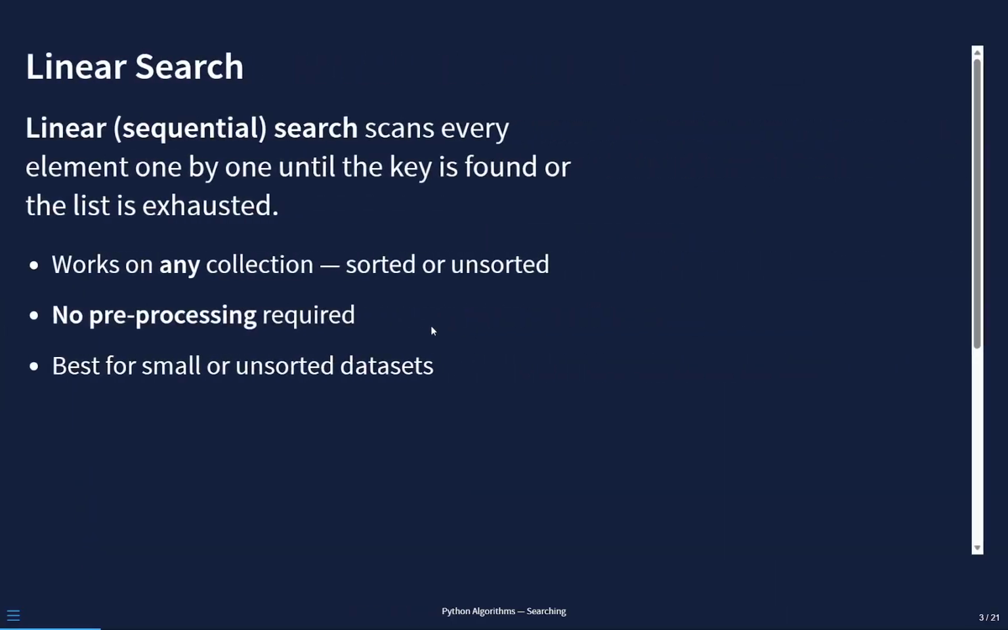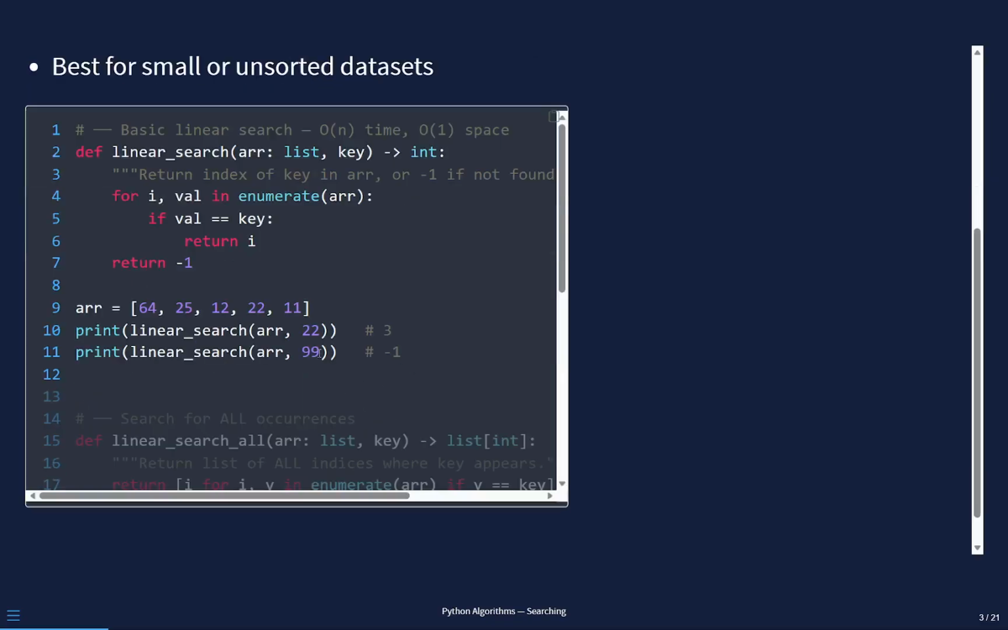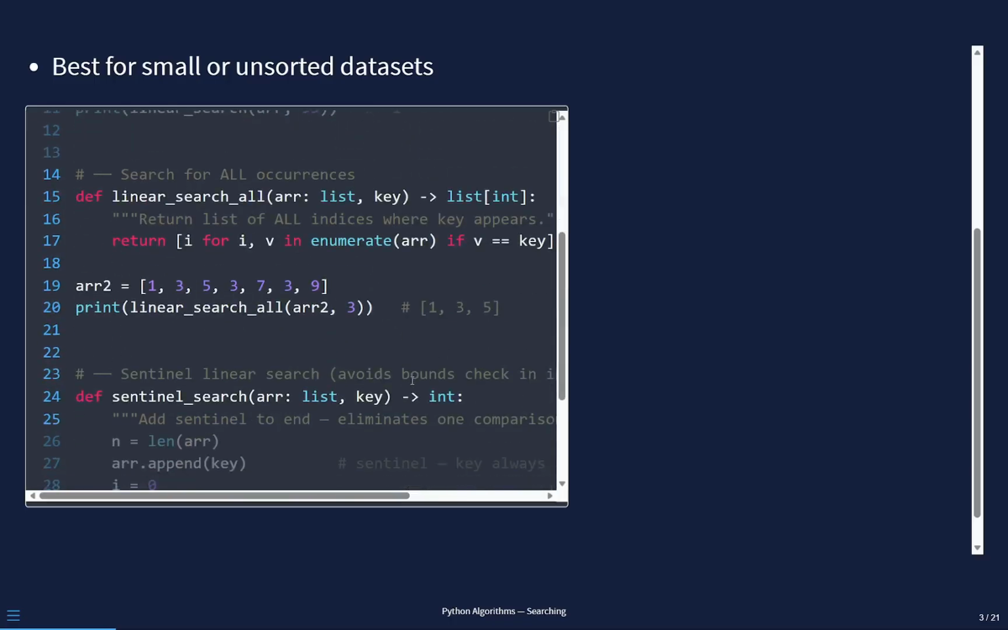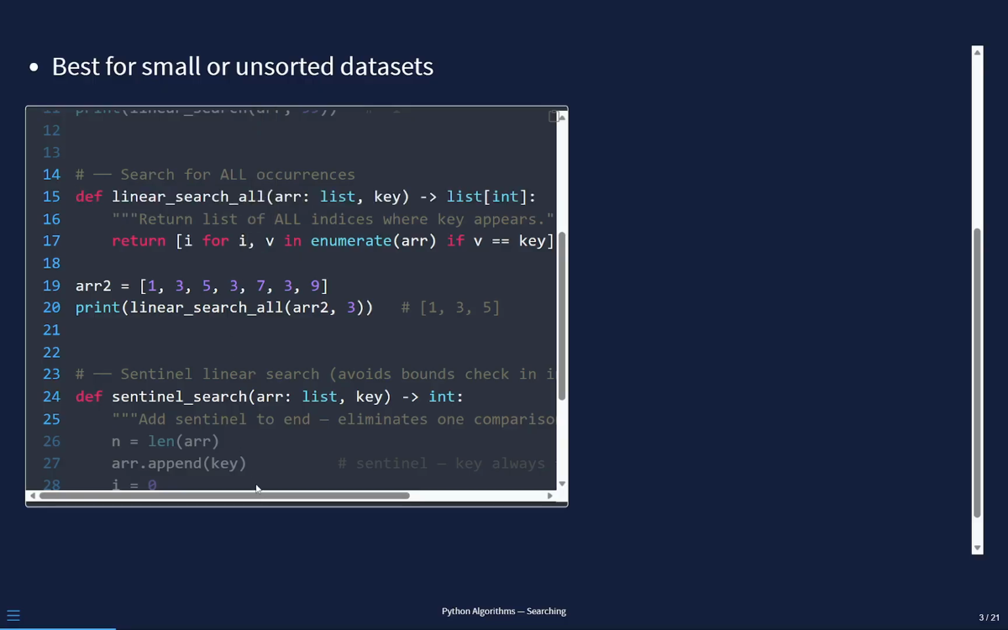Linear search is the simplest possible algorithm. Scan every element from left to right until you find the key or exhaust the array. No preconditions. Works on sorted, unsorted, or any collection at all. The basic implementation is 2 lines of logic. Iterate with enumerate, compare, return the index on a hit, return -1 at the end. Clean and universal. linear_search_all returns every index where the key appears, useful when duplicates exist. A list comprehension does it in 1 line.